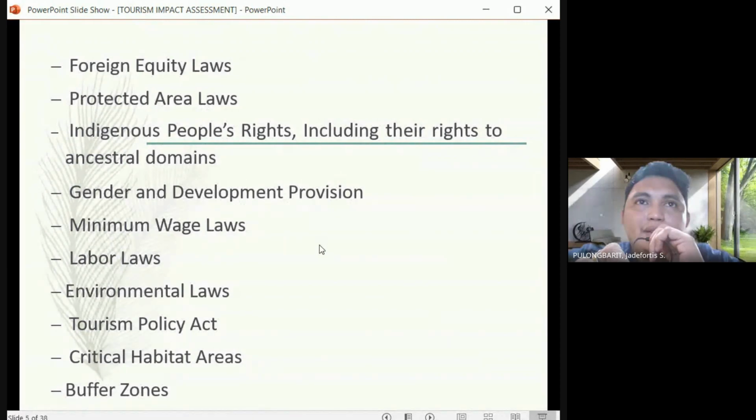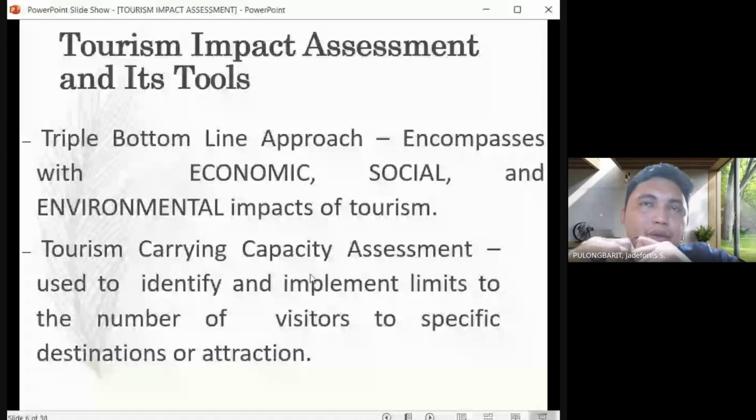So actually, tourism impact assessment and its tools, pwede mo tong gamitin for theoretical framework if you're going to have a research or thesis na may kinalaman po sa sustainable tourism, sustainable tourism impacts, or sustainable livelihood. So ito yung mga different tools na pwedeng gamitin as part of your theory para makabuo ka ng conceptual framework.